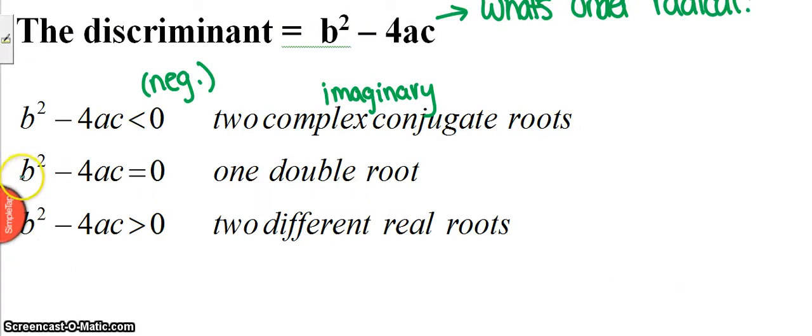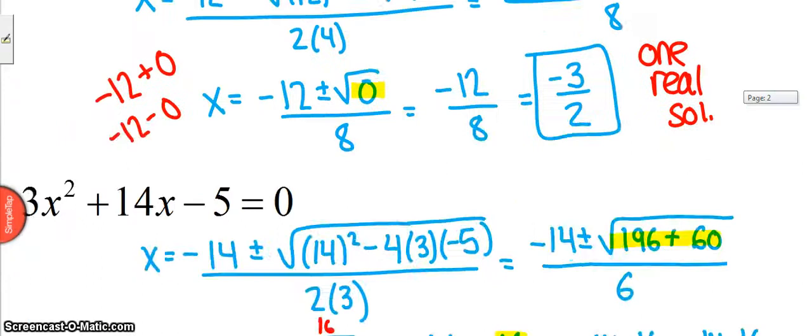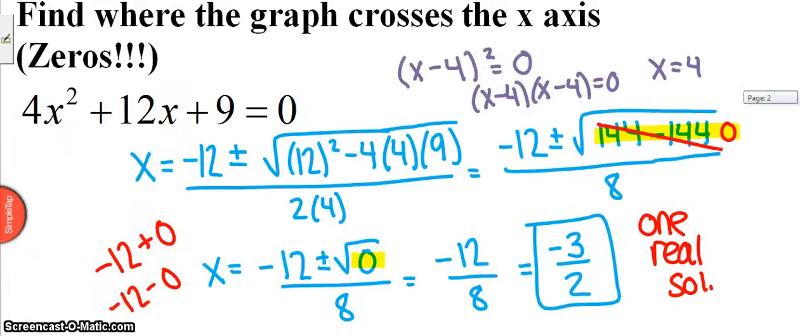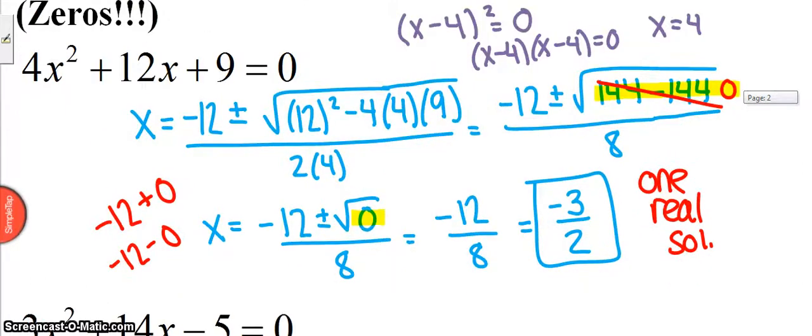If your discriminant is equal to 0, or underneath your radical you get 0 when you plug in b squared minus 4ac, you get one double root. So when I say one double root, I mean it's counted twice. So that's kind of like number 1. When you were looking at this equation, you got 0 underneath. So you only have one solution. It's real, but it's double counted.